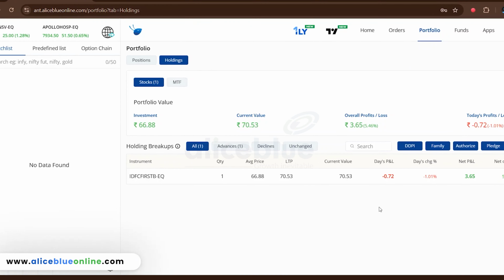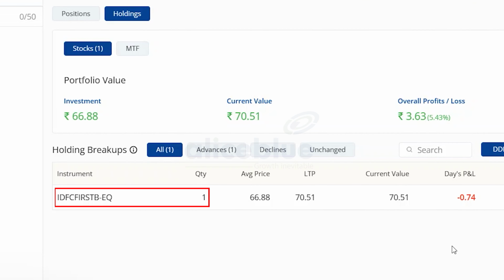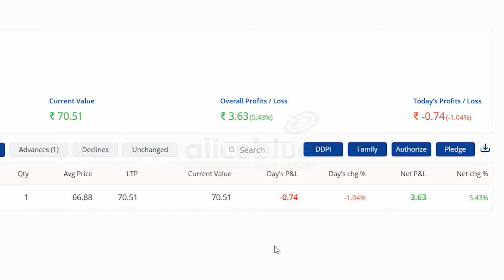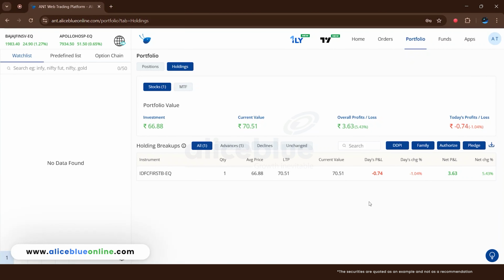For example, here I bought one share of IDFC First Bank at 66 rupees. The current market price is 70 rupees. So my net P&L is 70 minus 66, which is around 3 rupees. Hence, the net profit becomes approximately 5%. For today, the stock fell slightly. So my today's P&L is shown negative 0.7 rupees, which represents the intraday movement.